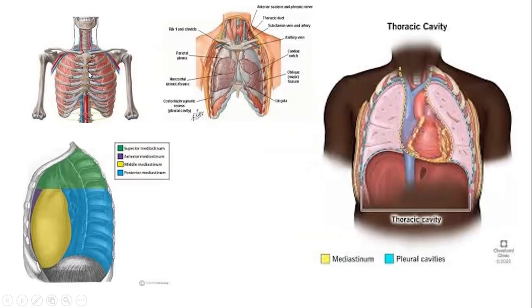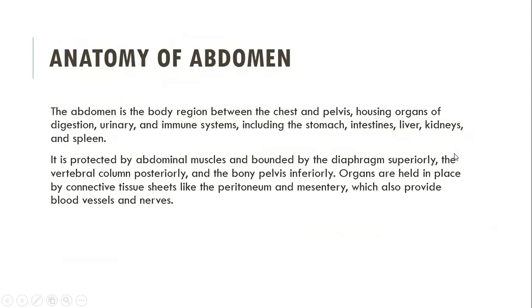So there you see, these are the 12 pairs of ribs. These are the compartments. There you see the important structures like lungs and also the heart and other structures like blood vessels. There you see this is the vena cava. This is the heart and pericardium.